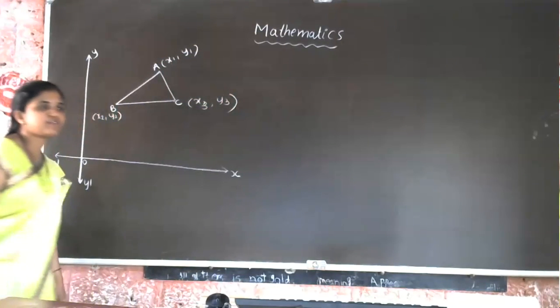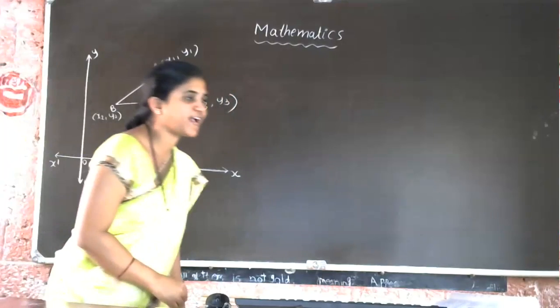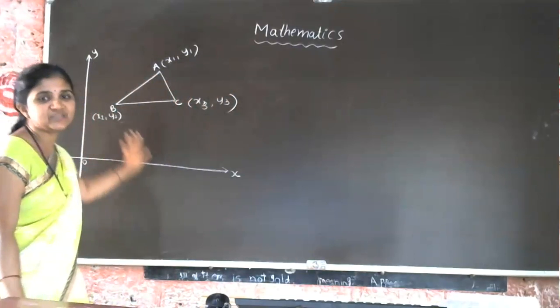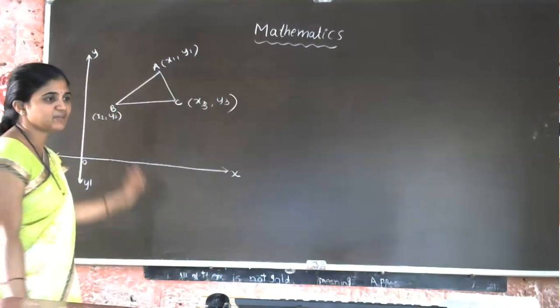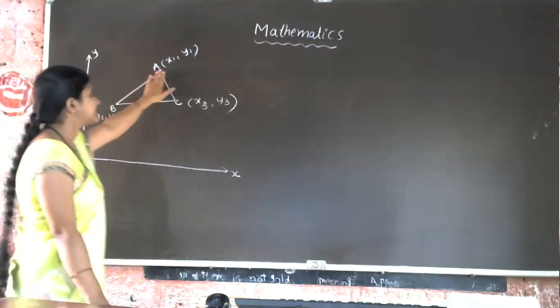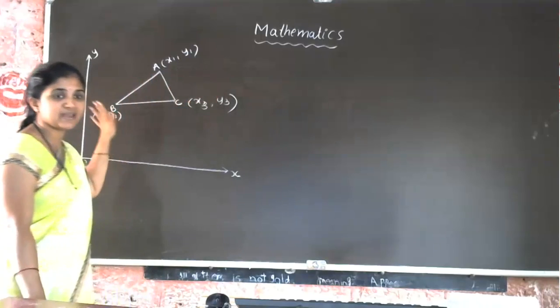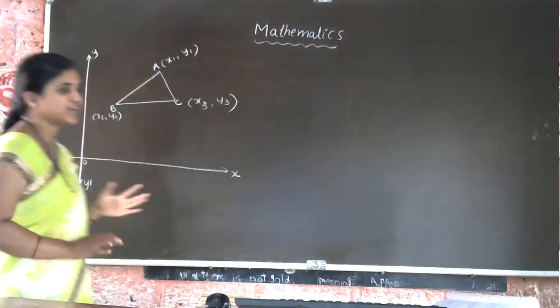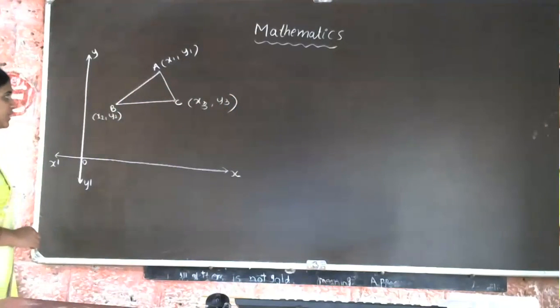Now how can we find out the area of this triangle? Here we cannot use half into base into height, because height is unknown. So vertices are given. It is in the Cartesian plane. If the vertices are given, then how can we find out the area of this triangle? So let us derive the formula for this.